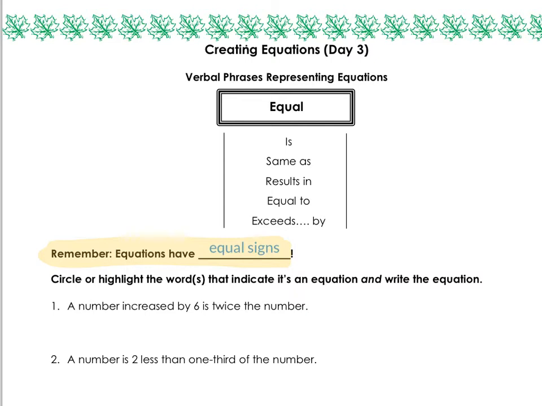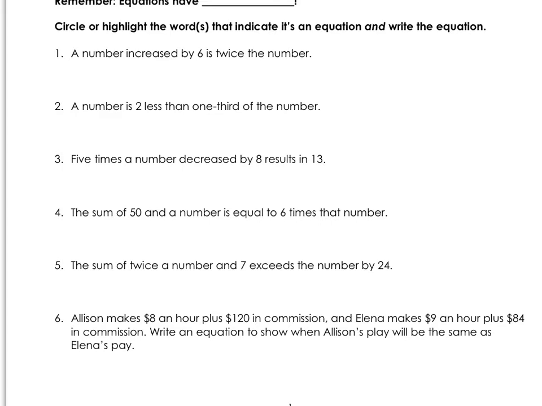Okay, now we're going to circle or highlight the words that indicate it's an equation and write the equation. So we need to highlight or circle them, and then we'll write the equation. In this first one, a number increased by 6 is twice the number. When we read this, a number is an unknown, so we use an x. Increased by means addition, so plus. Then I have the 6. Is means equal. Twice means multiplied by 2. The number is again x. If I write all those hints above for me, then I can go ahead and write the equation as x plus 6 equals 2x.